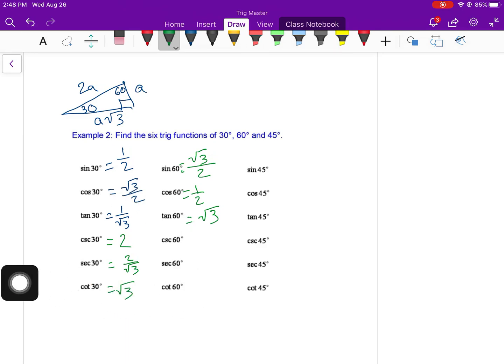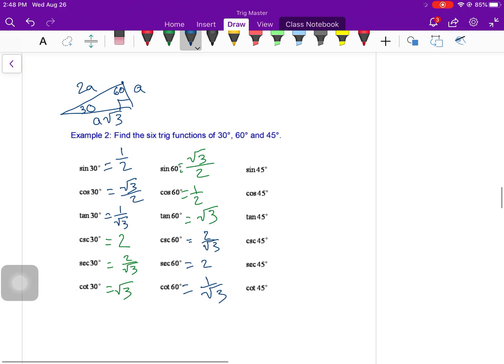Now, to flip these, I do the exact same thing that I had done before. 2 over square root of 3, 2 over 1, and then 1 over square root of 3. Now for the 45, 45, 90, okay, a square root of 2.